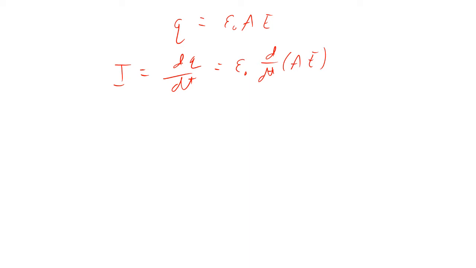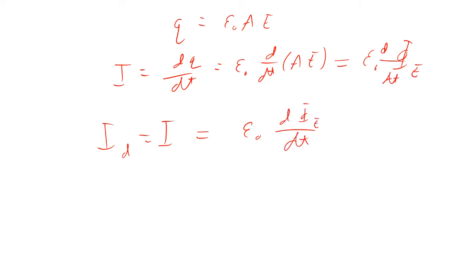Well, you would take a derivative. So we have Q equals epsilon naught A E. The current is dQ/dt, so that's going to be epsilon naught times the derivative of AE. Well, that's the electric flux. So this is epsilon naught times the rate of change of electric flux. And so the displacement current is equal to that current. It's going to be equal to epsilon naught times the derivative of the electric flux.